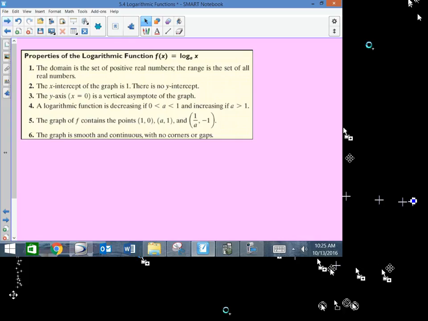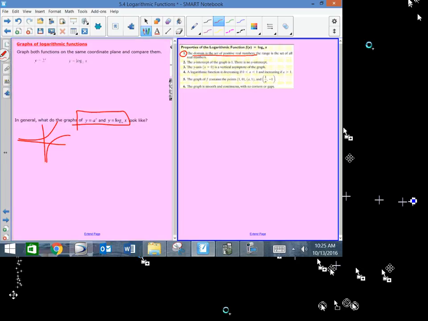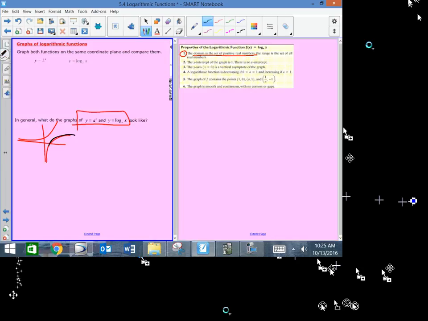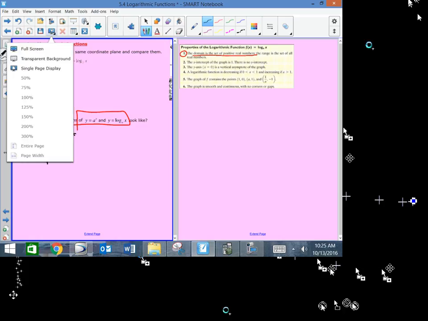The domain is the set of positive real numbers. Definitely you need to know that. The range is the set of all real numbers. And remember, when we're looking at the graph, this is your logarithmic one. This is the one we're referring to right now. All the y's, remember these are your y's, they're all going to get covered. That's why the range is the real numbers. Okay?